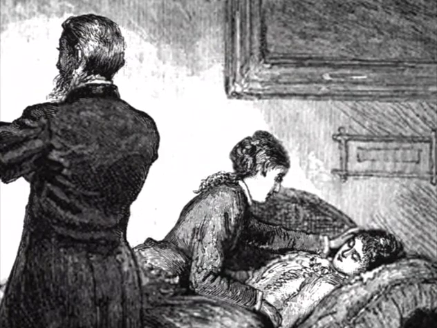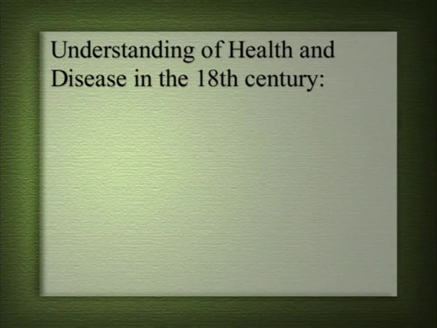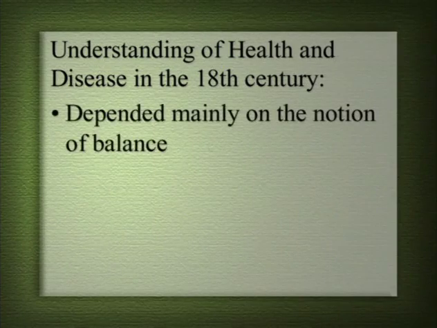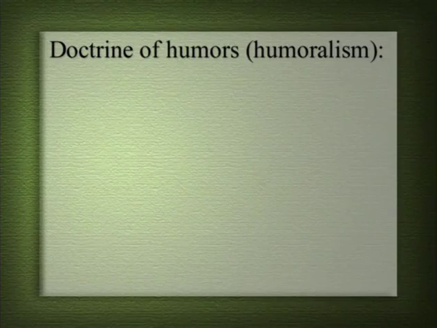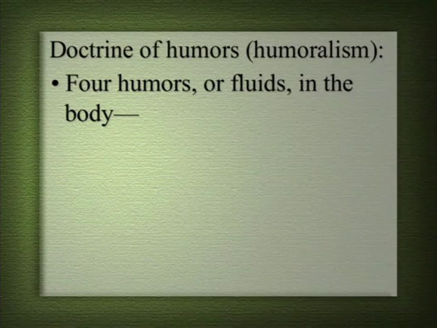Well, what was the common understanding of health and disease in the 18th century? The most important component of understanding of health in this era was that it depended mainly on the notion of balance. Now, there's nothing new in this. In fact, it was an ancient notion that continued to endure throughout the medieval and Renaissance periods on into the 18th century. One of the old ideas that expressed this was the doctrine of humors. Humoralism, as historians have named it, was still very much alive in this century. It had changed somewhat from the way it was understood in earlier times, but in fundamental ways, it was still the same. For example, there were 4 humors, or fluids, in the body.